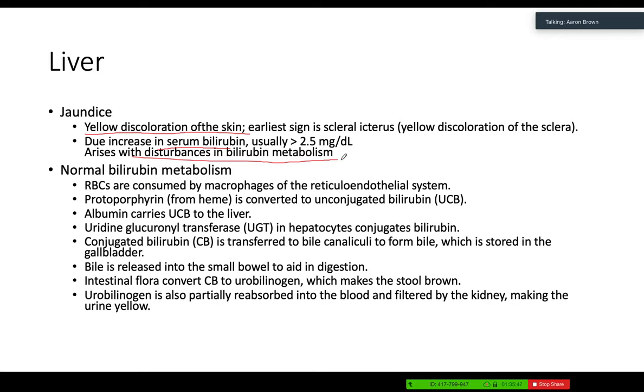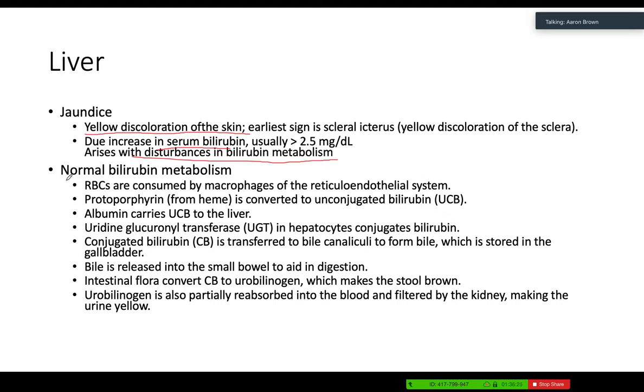an obstruction in the cystic ducts at the level of the liver, or something like Dubin-Johnson, not allowing that bilirubin to leave the cells and enter the bile flow. Any of these things can cause jaundice. A decreased amount of liver enzymes needed to process bilirubin can cause jaundice. So our patients with cirrhosis can have jaundice. Any of these things that disrupt bilirubin metabolism can lead to jaundice.